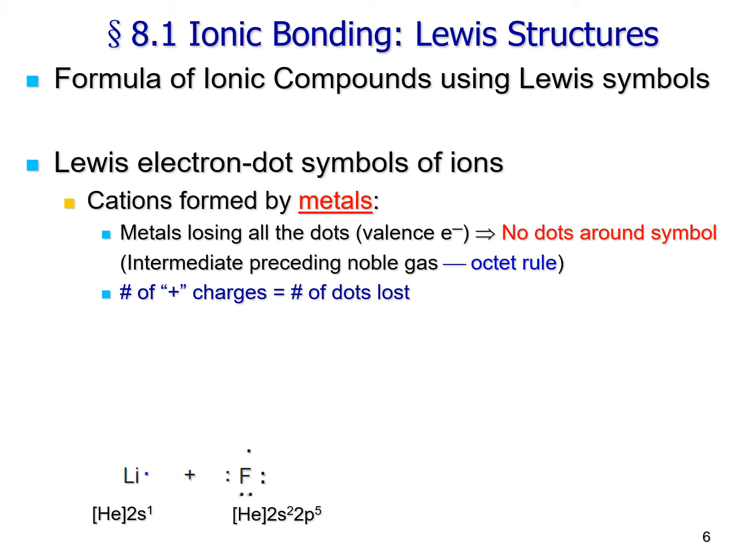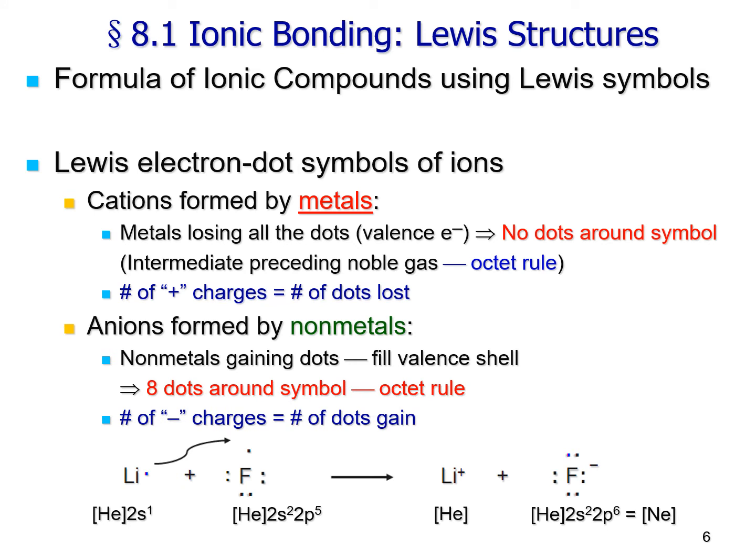So the positive charge is equal to the total number of dots that the metal loses. In our case, lithium loses only 1 valence electron because it has only 1 valence electron. So we see that lithium is going to have a helium core once it becomes a +1 charge. And fluorine gets that electron transferred from lithium, becomes fluoride, which has the same electron configuration as neon.